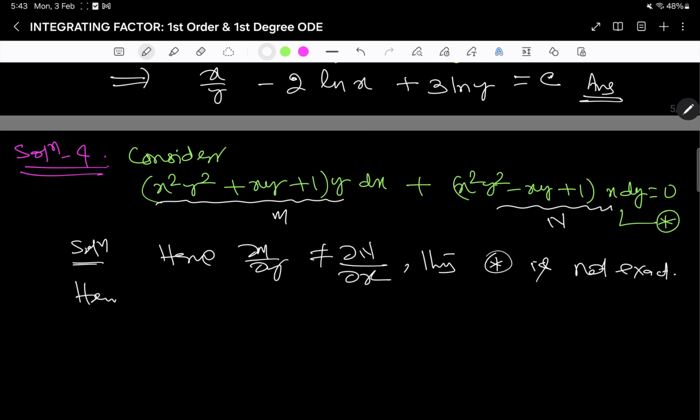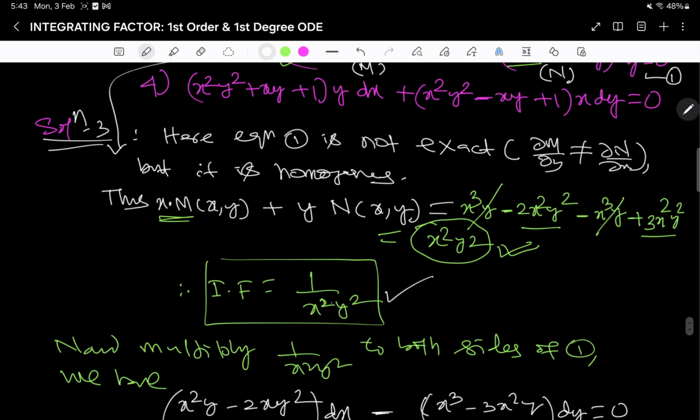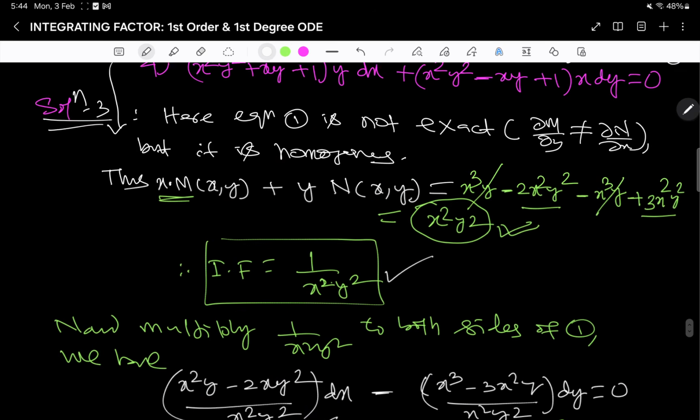However, it is of the form, you see y is multiplied here explicitly, x is multiplied. It is f(xy) into y dx plus g(xy) into x dy is equal to 0. So the chances are there under method 5, that 1 by mx minus ny.